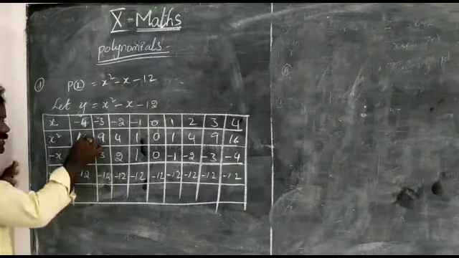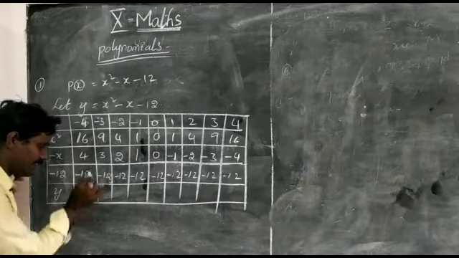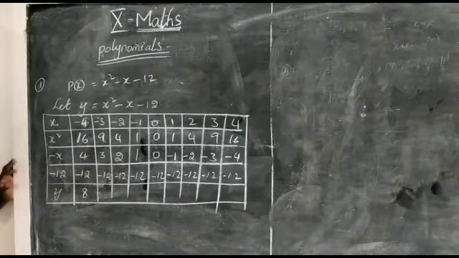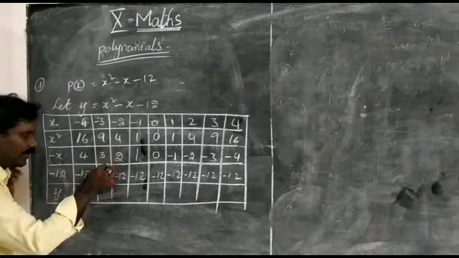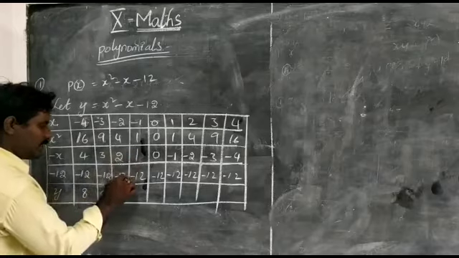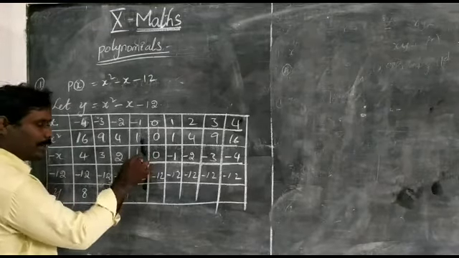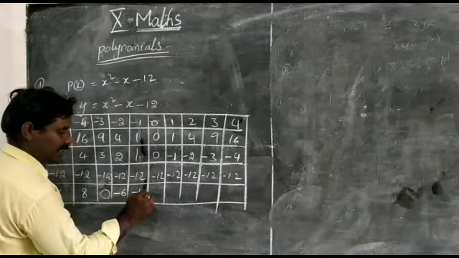Now 16 plus 4, 20. 20 minus 12 is 8. 9 plus 3, 12 minus 12, 0. 4 plus 2, 6 minus 12, minus 6. 1 plus 1, 2 minus 12, minus 10.